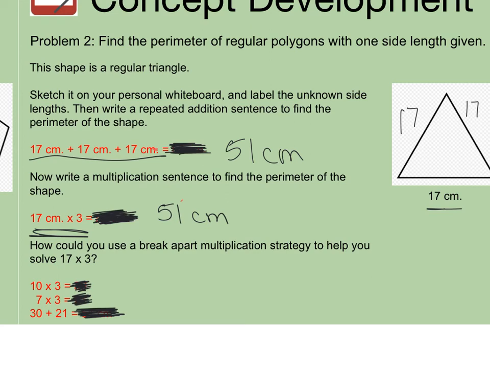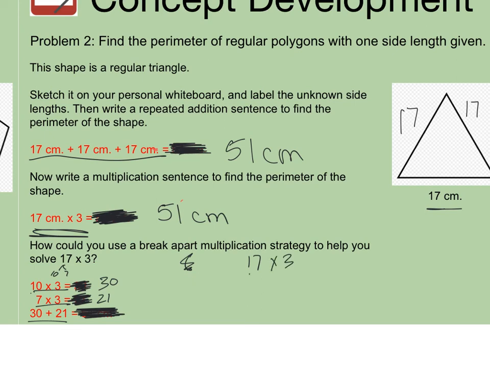So I'm going to break apart 17 into 10 and 7. So then I would have 10 times 3, 7 times 3, and then I'd add those numbers together. So 10 times 3 is 30, 7 times 3 is 21, and then I would add 30 and 21 together. So it would look kind of like this. You might remember doing this in class when we had the parentheses.